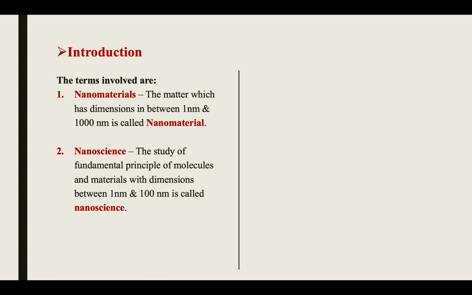The second term is nanoscience. What is meant by nanoscience? It is a branch of chemistry for the study of the fundamental principles of molecules and materials with dimensions between 1 nanometer and 100 nanometer. So if your dimension is between 1 nanometer and 100 nanometer, and you are studying that material and the principles of the molecule, we call it nanoscience. So this is the second term.